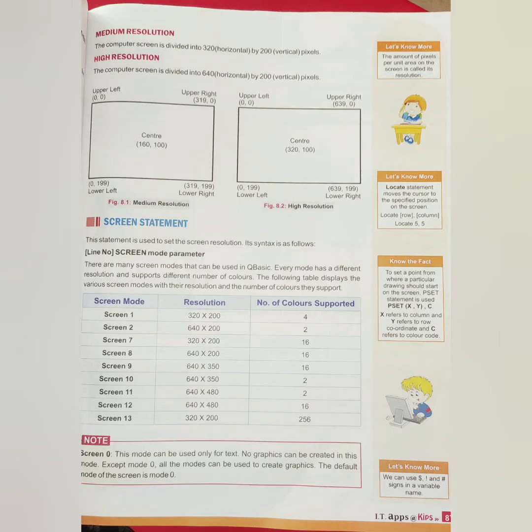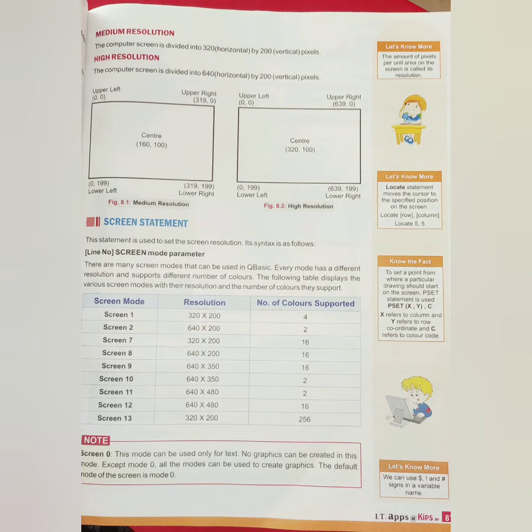purposes in QBasic. So first we have to learn about the resolution. So what is the resolution? The amount of pixels per unit area on the screen is called the resolution. Now there are different types of resolution and different types of screens in QBasic. There are a total of 13 screens in QBasic. When we display our output, we can use these different screens to display it.